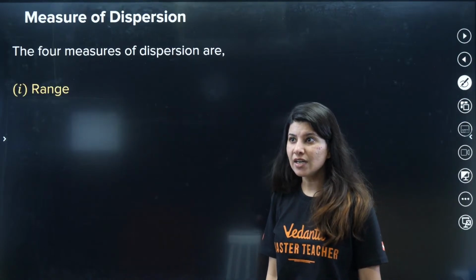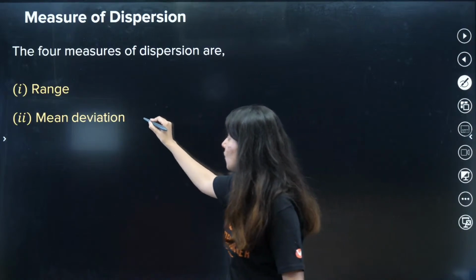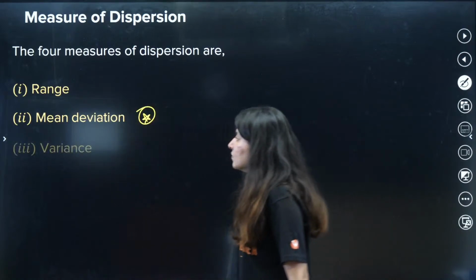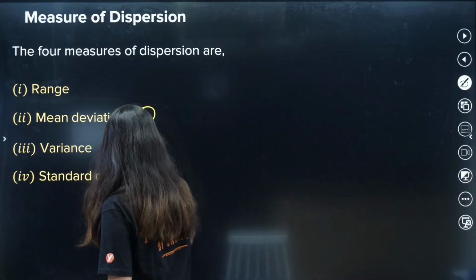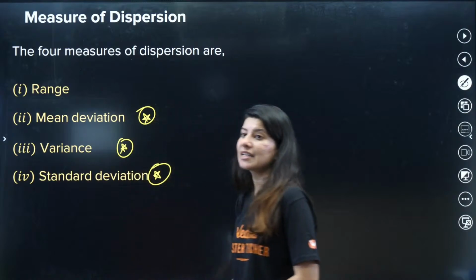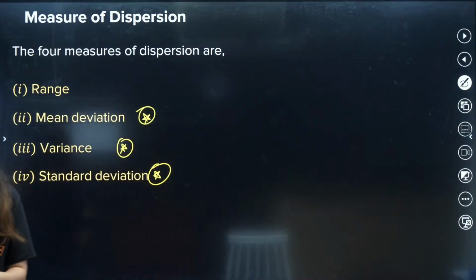First is range. Second is mean deviation, which is very important. Third is variance, and fourth is standard deviation. So these 3 topics are very, very important as far as your JEE Main is concerned. Okay? So let's talk about range.